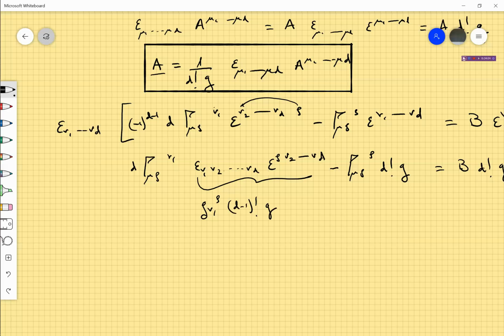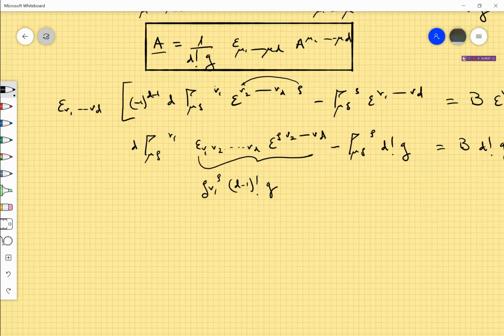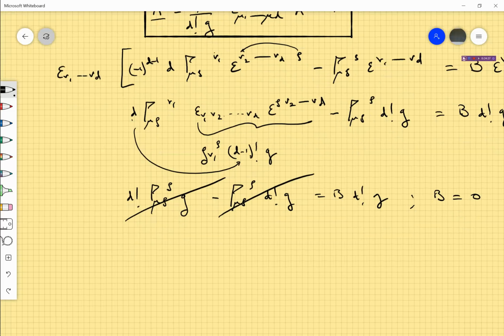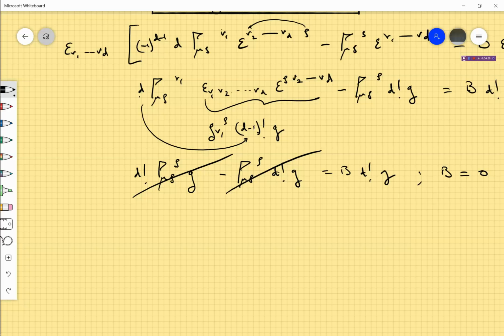So this is the result. Okay, now let's multiply here. I have d times d minus 1 factorial, so I have d factorial gamma mu rho, and now nu 1 is transformed into rho, times g, minus mu rho d factorial g, equal to b d factorial g. But you see that this term and this term cancel and b is equal to 0. This is an alternative way of seeing it. And now that we are at it, I can give you the general formula for these contractions. It goes like this.